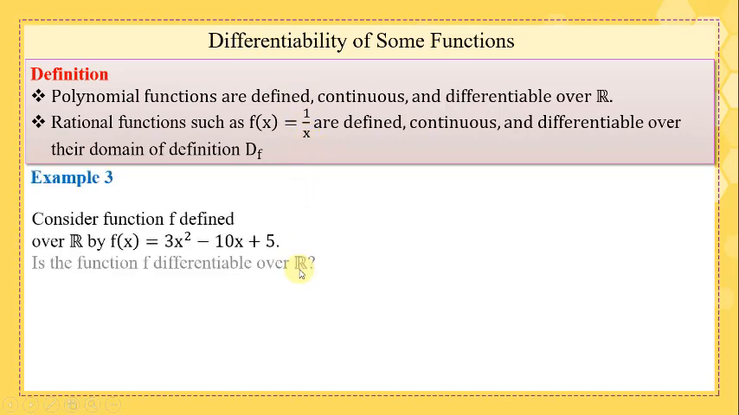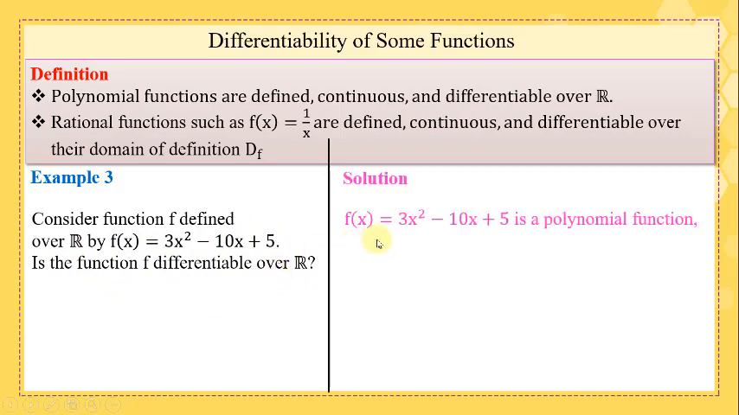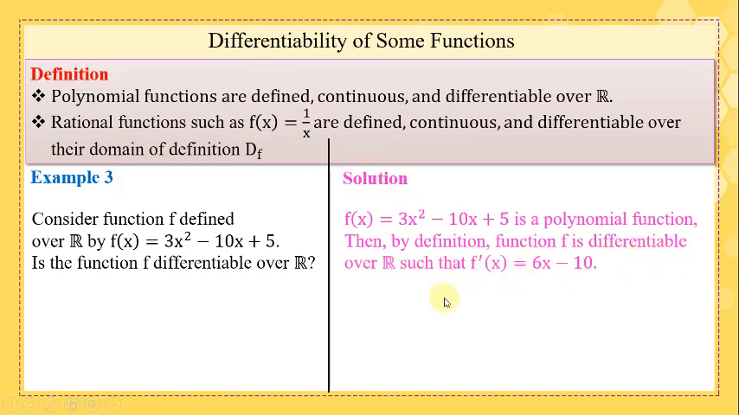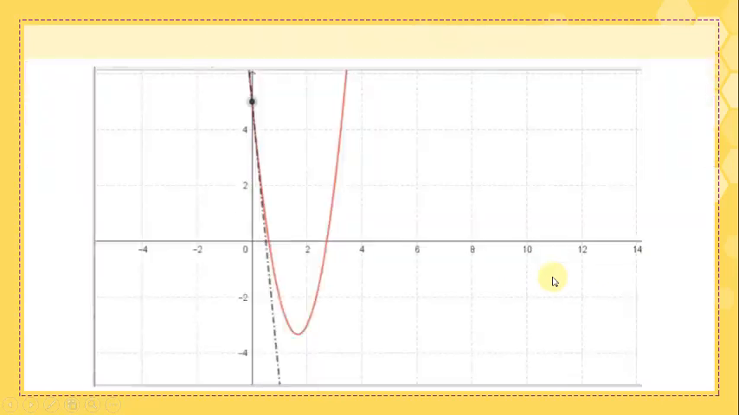Example: you have this polynomial function. Okay, you remember polynomial functions from grade 10. 3x squared minus 10x plus 5. Is this function differentiable over R? Simply, we say that the function f is a polynomial function applying the above rule, so by definition it is differentiable. Moreover, if we calculate the function derivative, we notice that it exists for any value of x belonging to R.